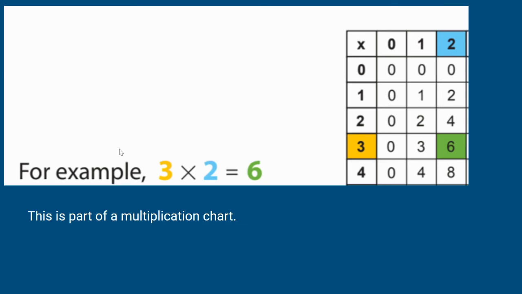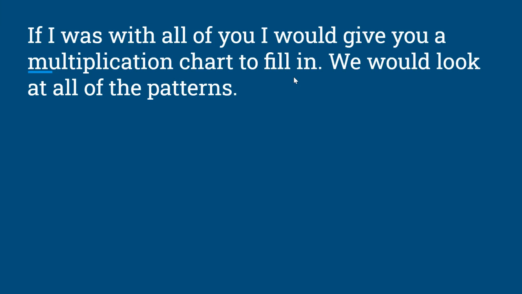All right, for example, if I want to find 3 times 2, I find the 3, I find the 2, and then I find where they meet up. The answer is 6. This doesn't show you the whole multiplication chart, it just shows you up to 4 and 2 here. That's all we needed for that question.